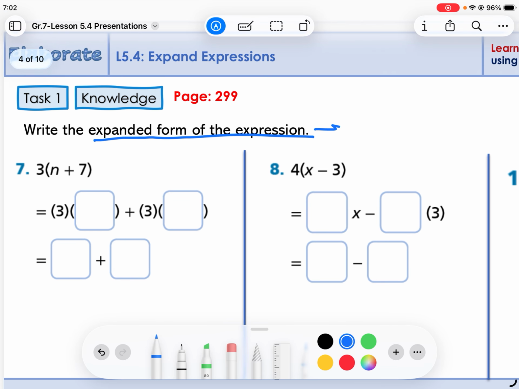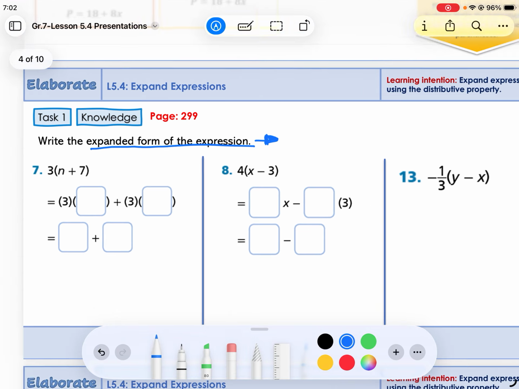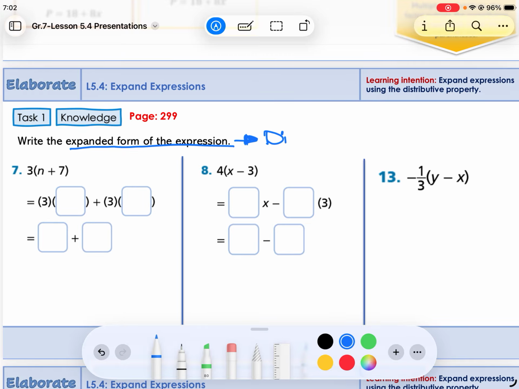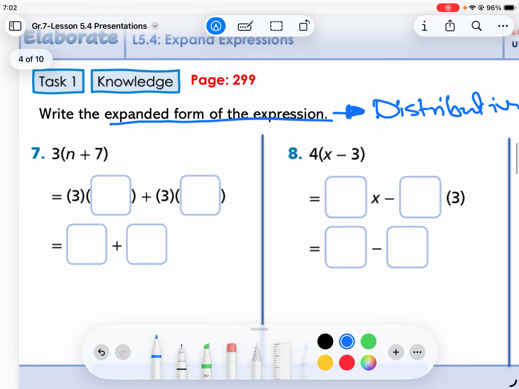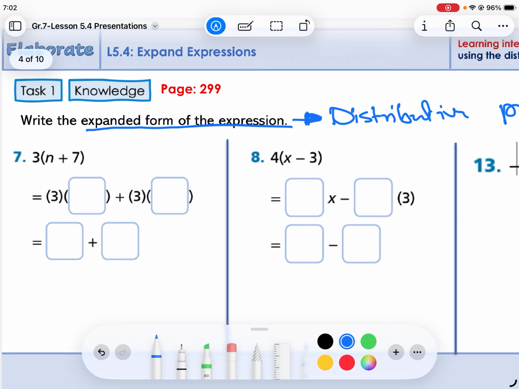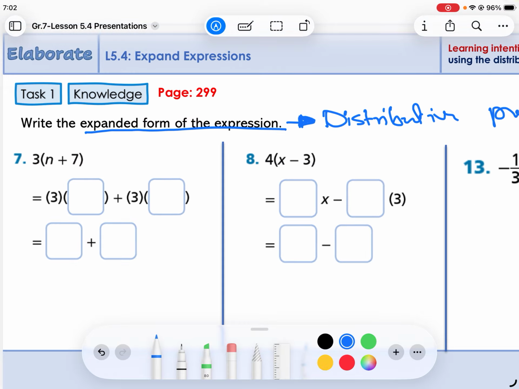So in order to expand expressions, you guys remember this. We use what? Remember the sentence clearly. To expand expressions, we use the distributive property, okay? So please remember this sentence. To expand expressions, we use the distributive property. So what does that mean? How do you apply the distributive property? Basically, you just simply multiply. You have a number outside the parentheses, you're going to distribute it to both terms inside the parentheses, okay? So the number that's outside, we multiply with each term inside the parentheses.